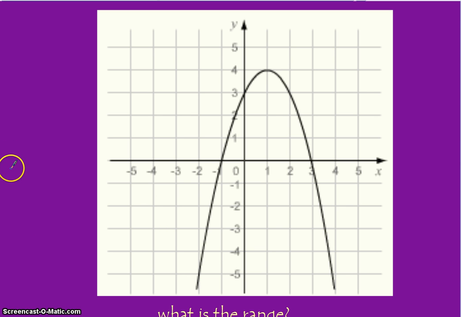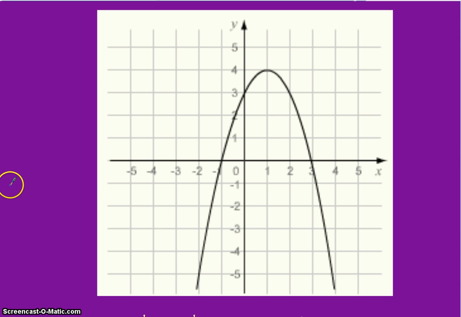2 ways you can do it. You can go with the fact that it opens down, and so y has to be less than or equal to a number, and it's going to be the y that it's the highest point at, which is 4. Or you can do like we learned when we learned domain and range, and you go from bottom to top. Bottom, it's going forever, so I don't put a number, so y is less than or equal to, and then the highest it ever gets is 4. You get the same answer either way.